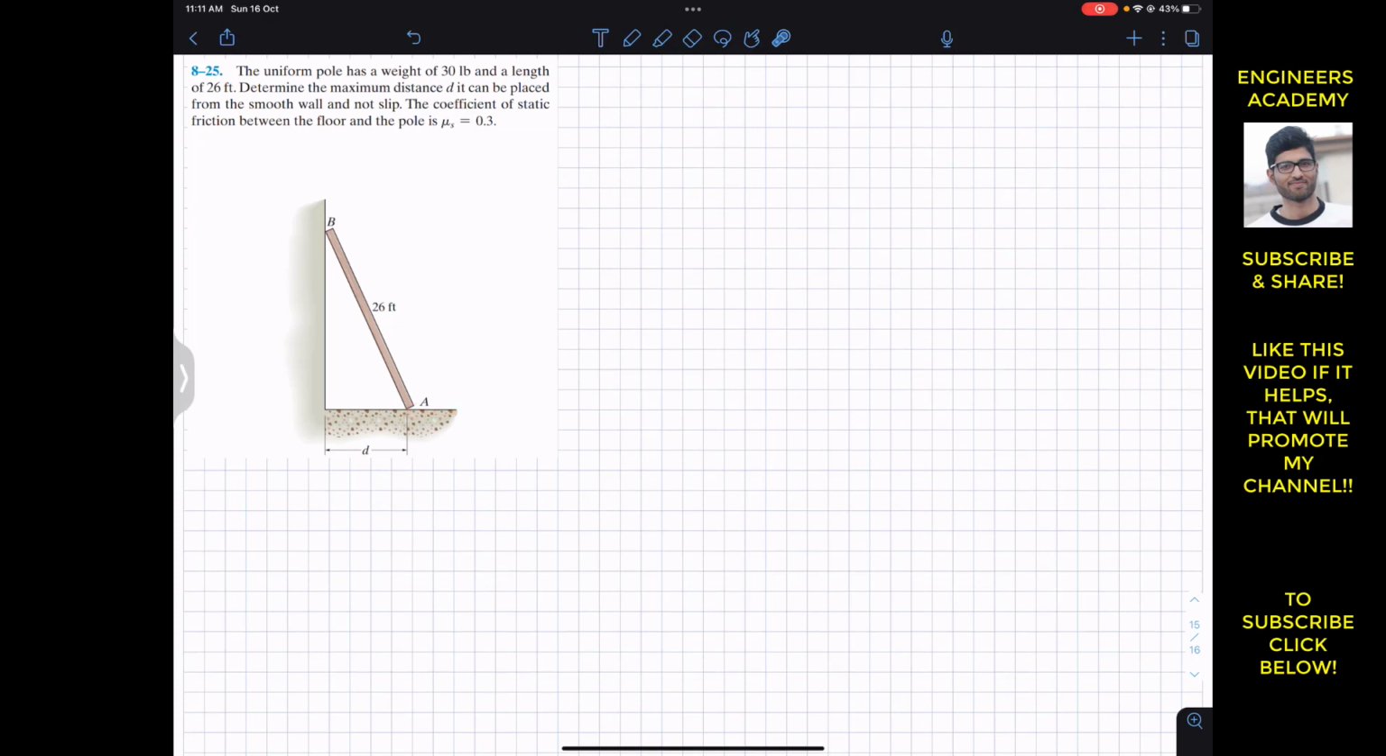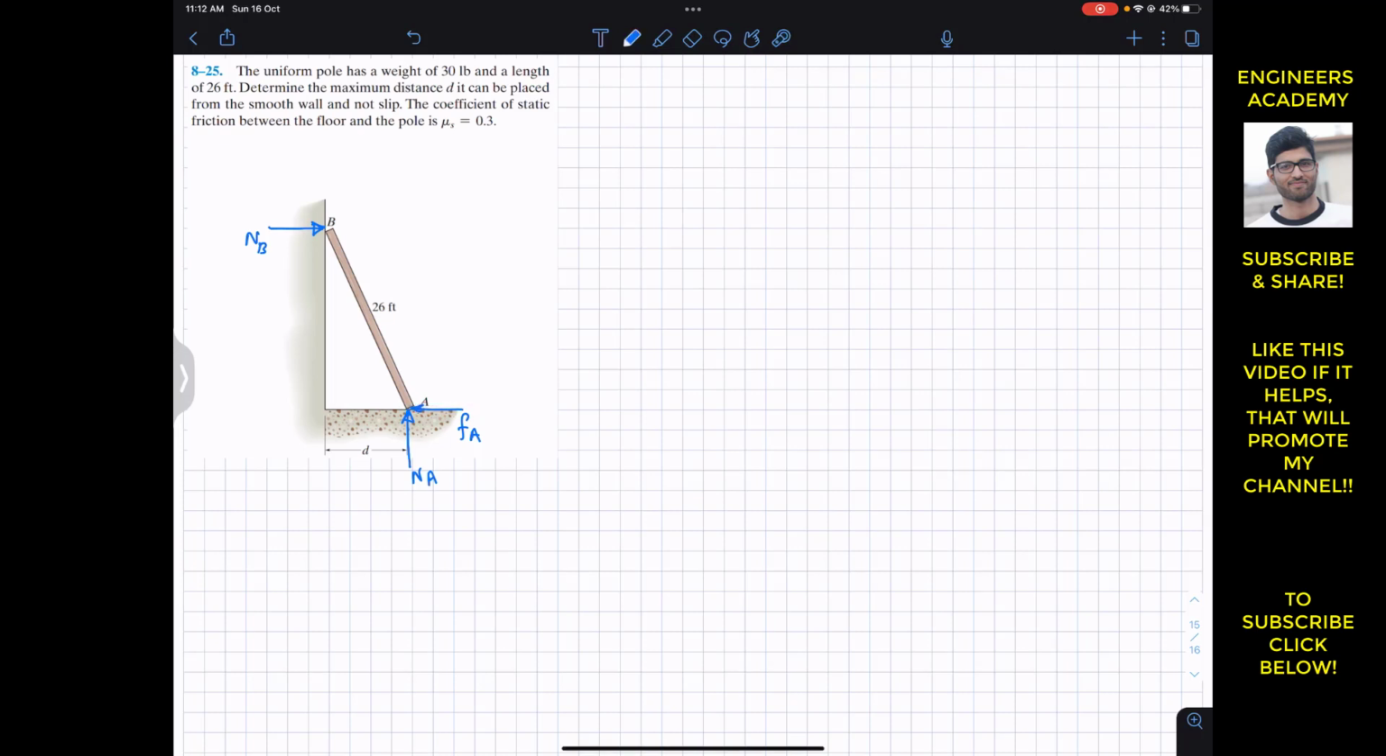So now let's represent all those forces which are acting on the pole. The wall at B is going to apply the normal force, that is Nb. The floor is applying the normal force in the upward direction, that is Na. And we will have the friction force at A, which is going to act in this direction. If the pole is slipping, it must slip towards the right, so the friction force will prevent that slipping, so it must act towards the left, and this is Fa.